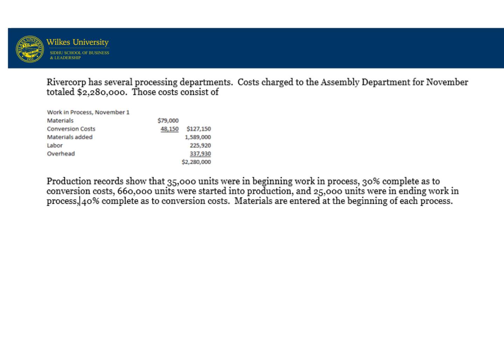Production records show that 35,000 units were in beginning work in process and were 30% complete as to conversion costs. 660,000 units were started into production, and 25,000 units were in ending work in process. They were 40% complete as to conversion costs. Materials are also added at the beginning of each process.